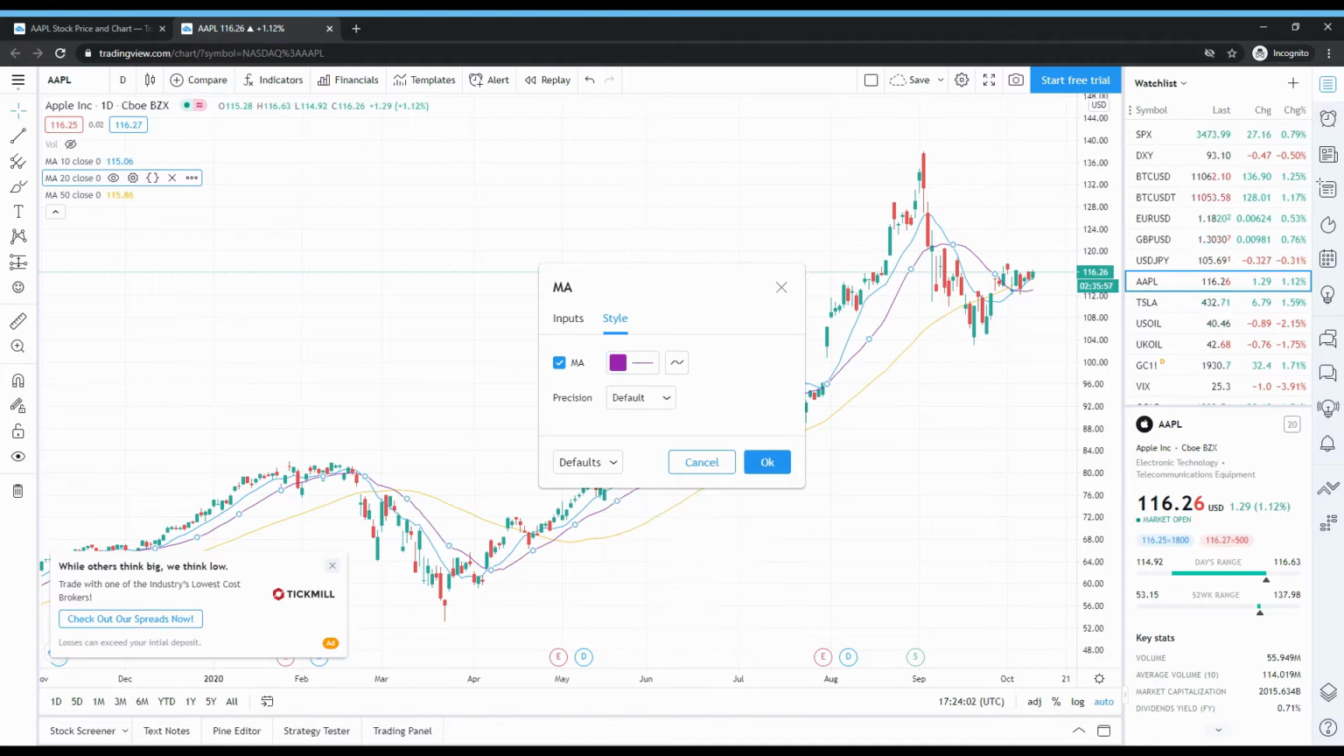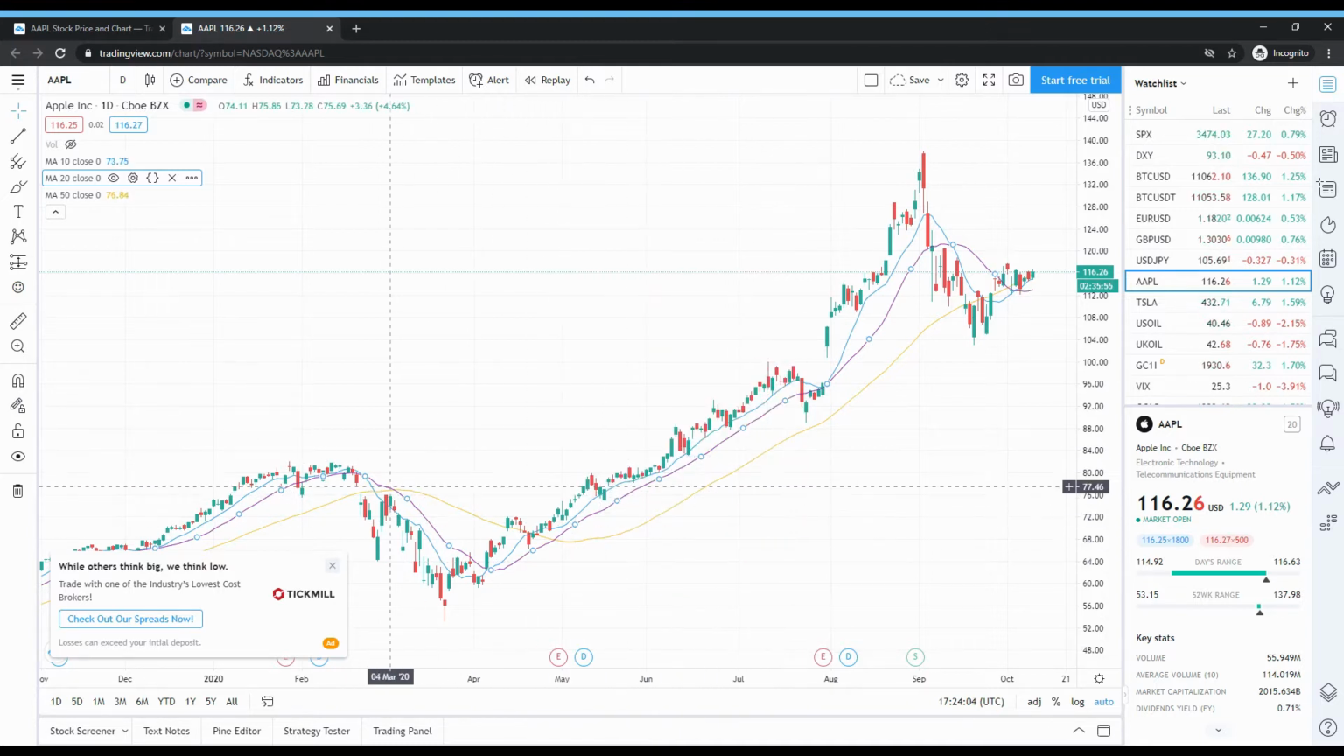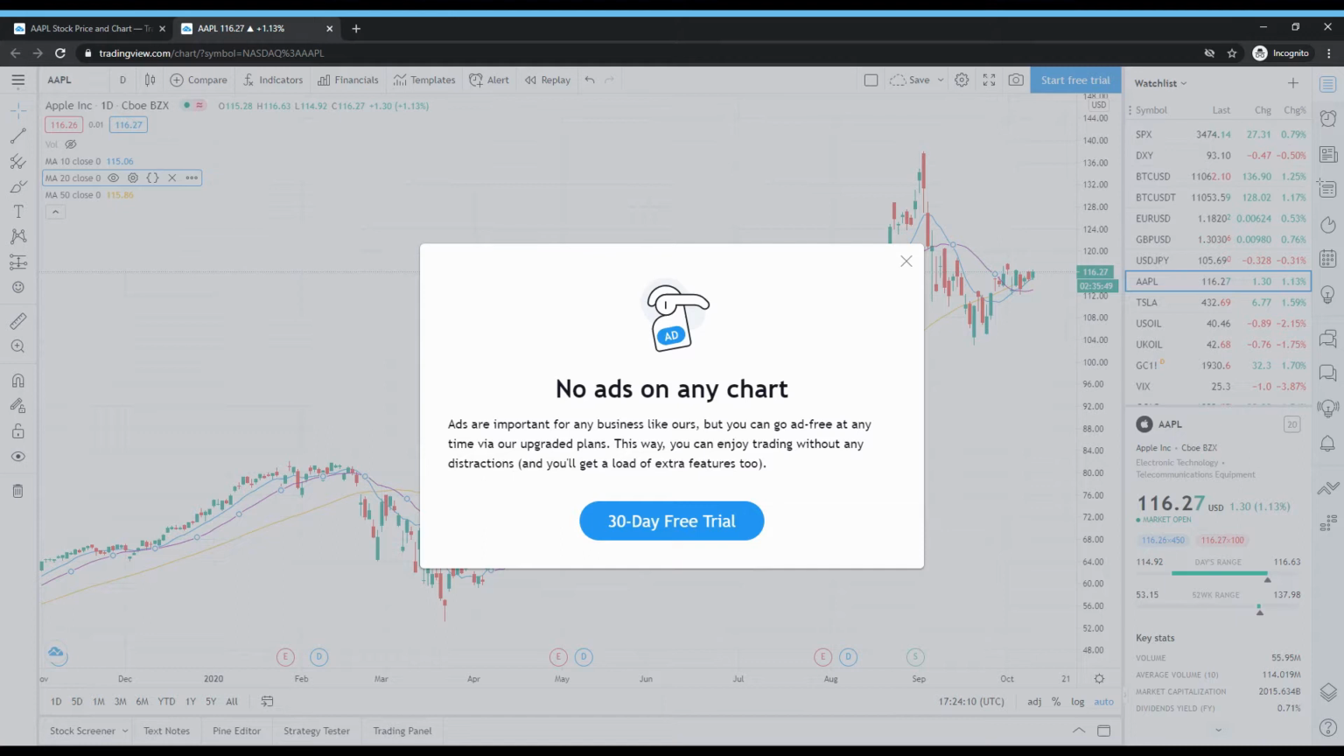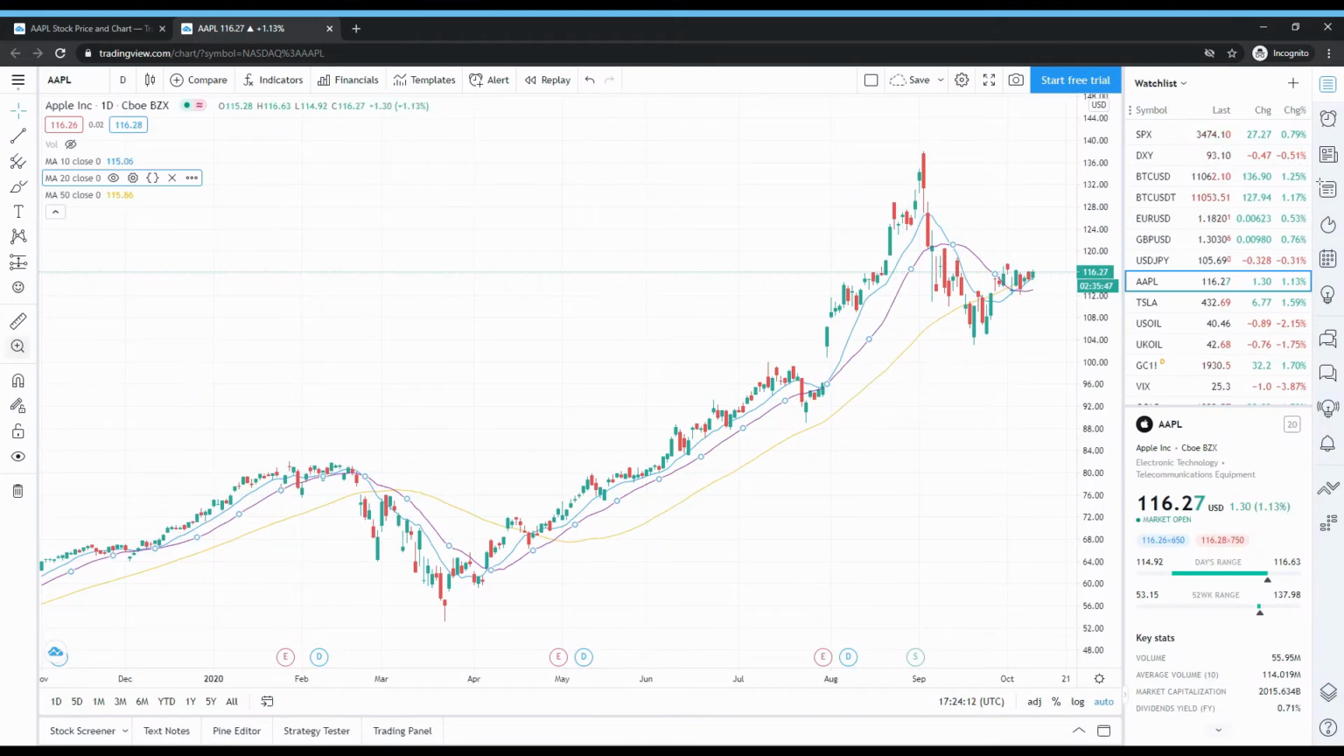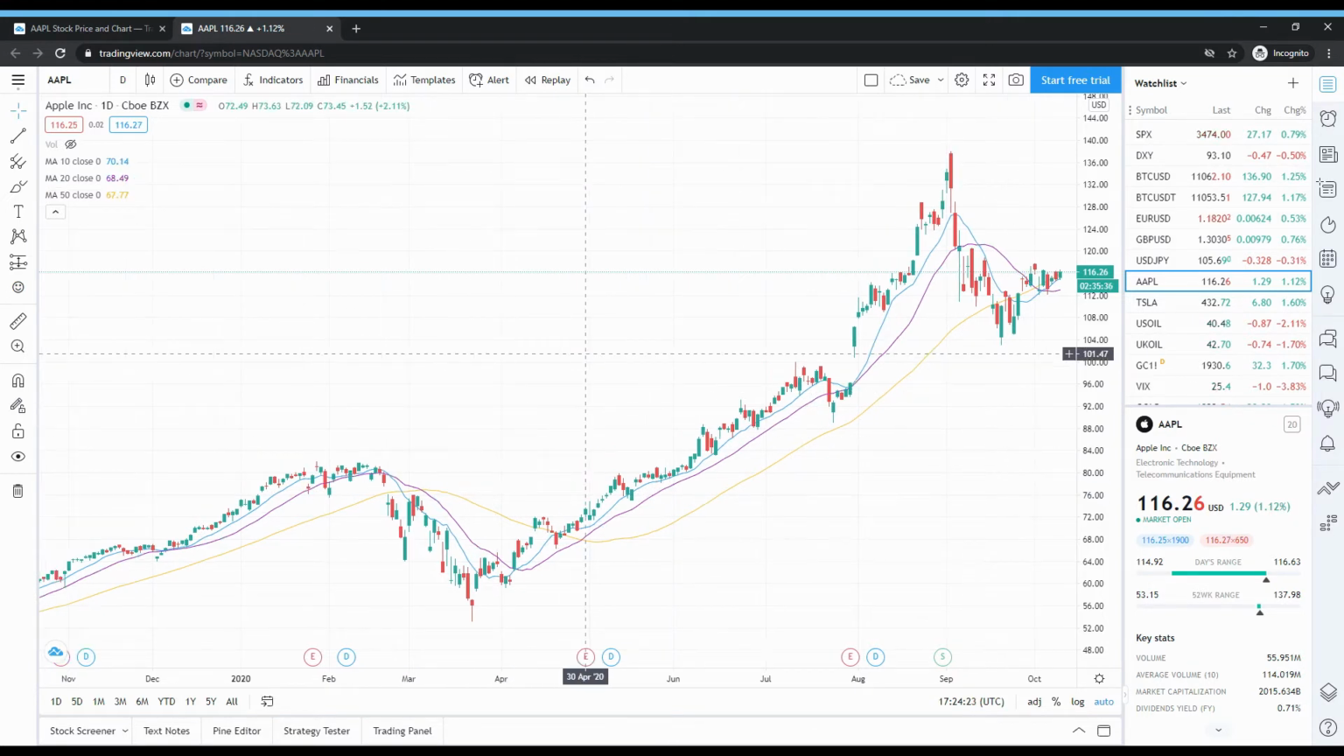Yes. When I look at my screen right now, I can clearly distinguish between the different moving averages. So the yellow one is the 50-day moving average, the purple one is the 20-day, and the blue one is the 10-day moving average. So here, this is the Apple stock. We have to look for crossovers.